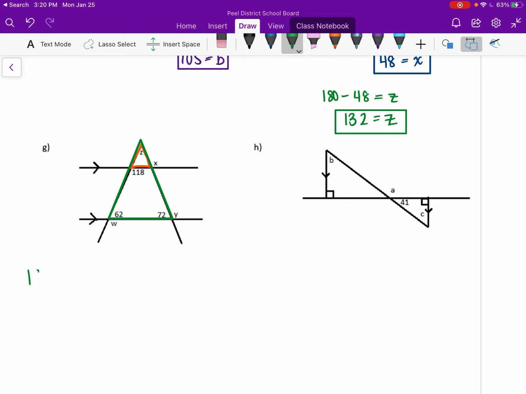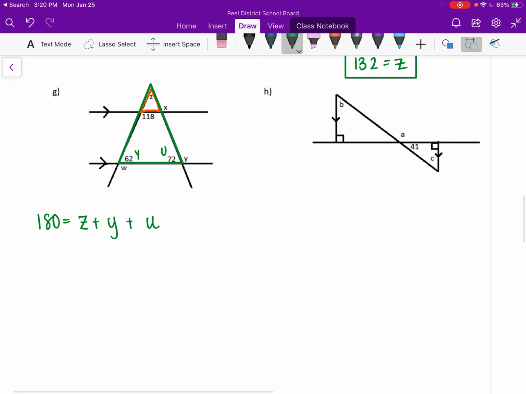So I know that 180 is going to equal, let's say this is y, and this is u, I don't know, z plus y plus u, right? I don't know what z is. I'm just going to leave this as 180 over here. I know y is 62, and I know that u is 72, right? So I can just isolate for z. 62 plus 72 is going to give me 134. So I have 180 equals z plus 134.